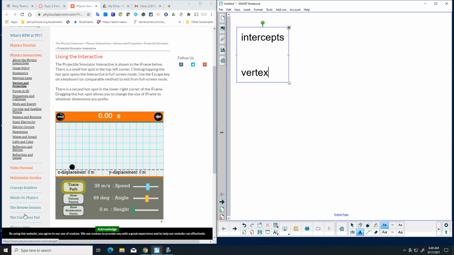All right, here are some helpful hints on the mini project. You'll want to go to the catapult simulator and you can mess around and choose different speeds and angles. I'm going to go with a speed of 35 and an angle of 66. Yours needs to be different than mine. And make sure you hit trace path, that way you can see it. I'm going to go ahead and hit start.